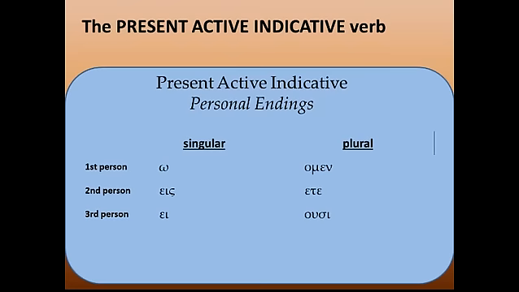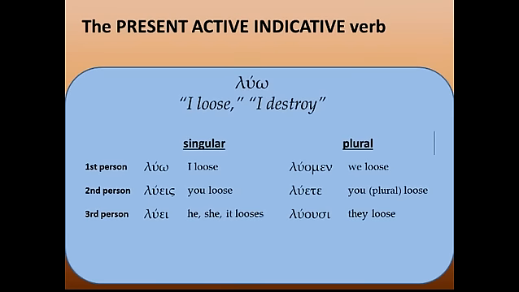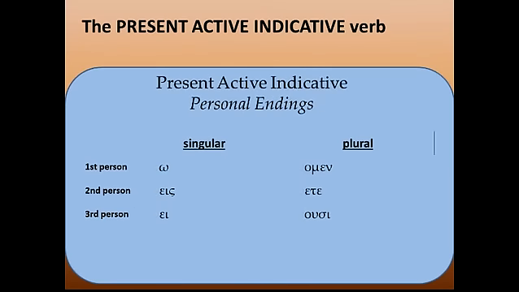These forms differ simply because the endings differ. If you look again at the conjugated verb luo, you see the lambda upsilon is there in all of those forms, but the endings are different. These are the personal endings for the present active indicative verbs. And you need to learn these. You need to memorize these. O, ace, a, amen, ete, use. You can do it to a little tune if you want to. O, ace, a, amen, ete, use.